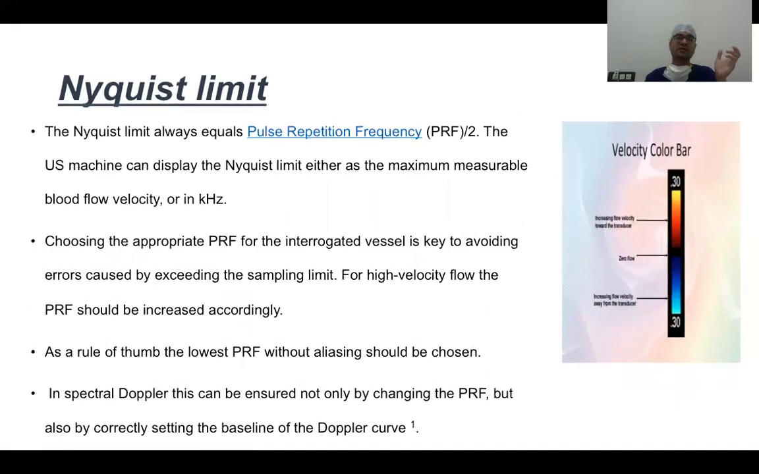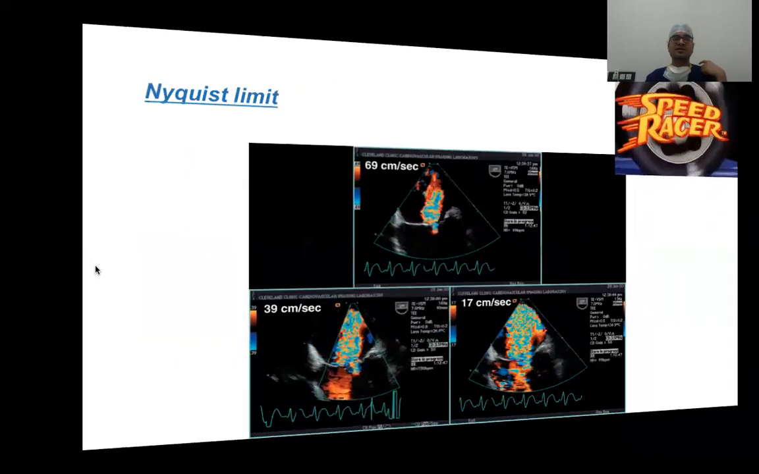Then in color Doppler, there is one concept, the Nyquist limit. It always equals half the pulse repetition frequency. The ultrasound machine can display the Nyquist limit either as maximum measurable velocity or in kilohertz. Choosing the appropriate pulse repetition frequency or Nyquist limit for an interrogated vessel is key to avoiding errors.